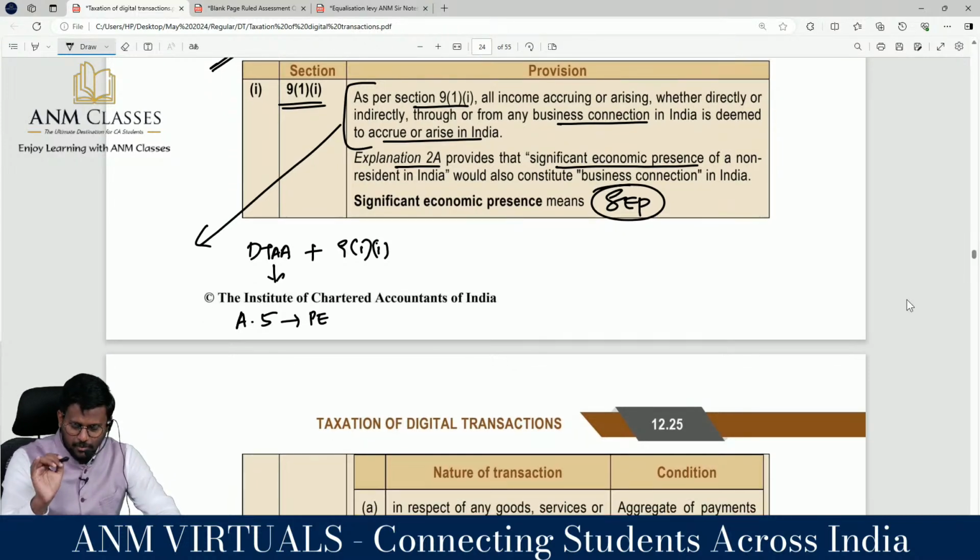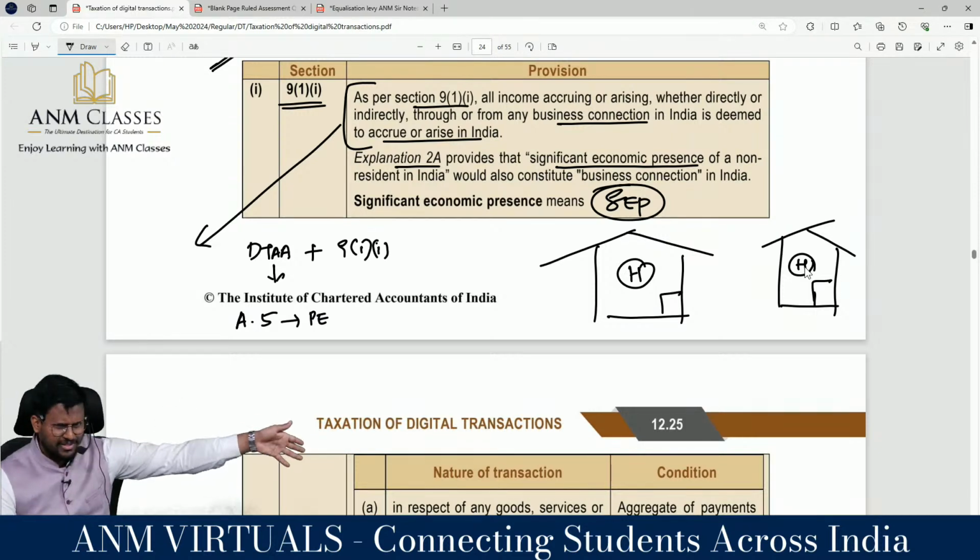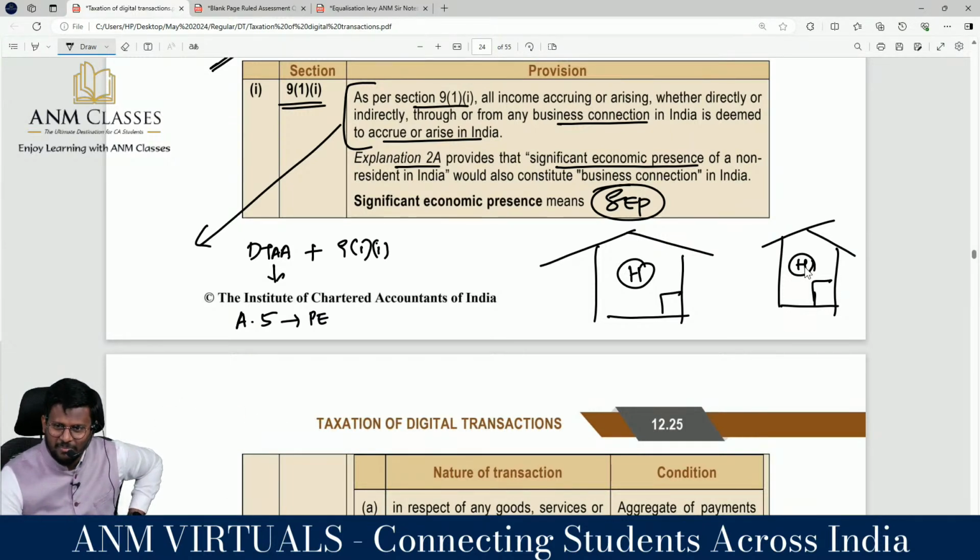What they are trying to say ultimately, let me give you a small example. There is a house. This is your house. Nearby, one more house is there, the neighbor's house. Majority of the time, you are not in your house. You are spending your time in that house, going there, coming here, watching TV, talking to the people beside you. So I can say you have a significant presence in that house, so you form part of that house.